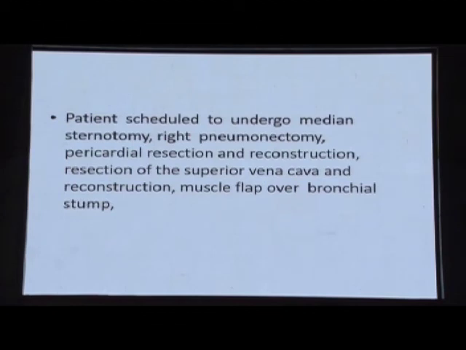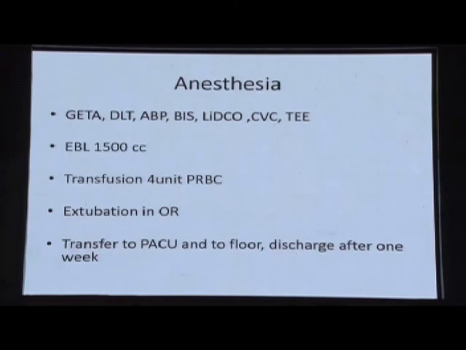Resection of the superior vena cava, because the tumor was also involving the superior vena cava, and reconstruction of the superior vena cava, with application of a muscle flap on the right mainstem bronchus to strengthen the stump after the surgery. That was the procedure. Anesthesia-wise, this patient received general endotracheal anesthesia, double lumen tube, arterial blood pressure, and non-invasive monitors. A CVC line was placed in the femoral area because the superior vena cava was supposed to be resected.